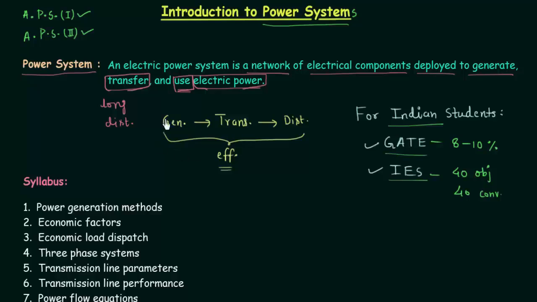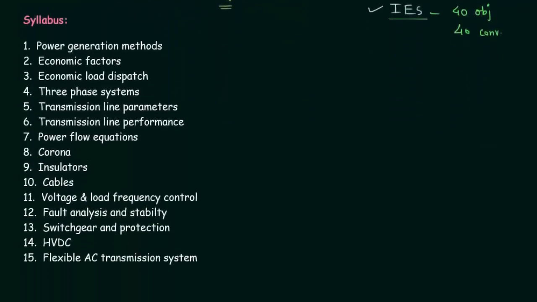And regarding the generation, I will explain how the electric power is generated using different methods. In that we will study thermal power plant, nuclear power plant, hydropower plant and a few other power plants. These three power plants are very important: thermal, hydro and nuclear. Now you may note down the syllabus of the course.